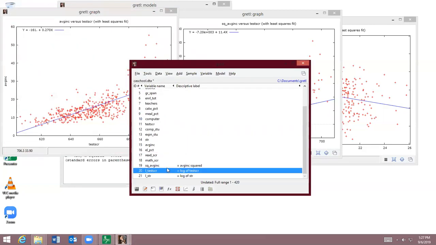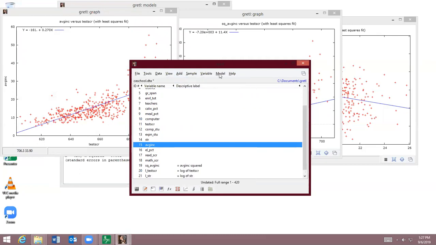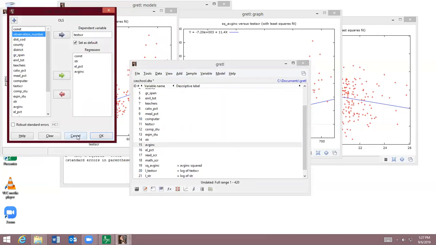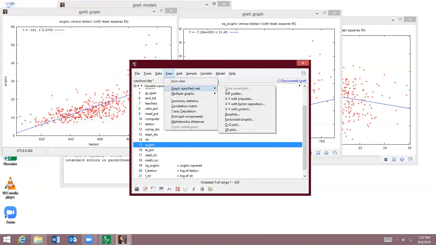So that's student teacher ratio, sorry. I wanted to do average income. Model. No, not model. View.